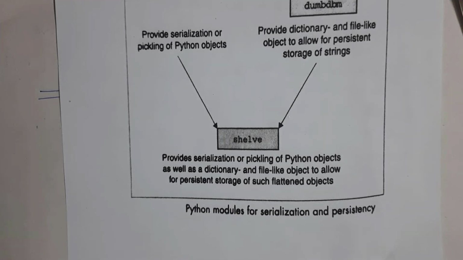Serialization is nothing but the process of converting Python objects like list, set, tuple, dictionaries into binary format, that is in the form of zeros and ones, is known as serialization. And persistency is nothing but permanent storage. By using files and databases we can store data permanently.